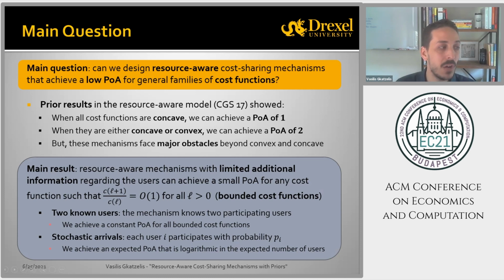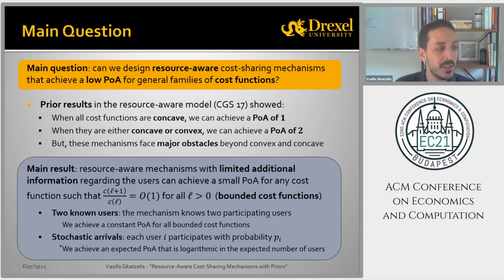In fact, any bounded cost function, where all we require is that if the load increases by 1, the jump is no more than a constant. So that even captures exponential cost functions, polynomial cost functions, almost anything you could imagine here. And our results are that if the mechanism knows just the users, apart from the ones that are using that machine, if it just knows 2 users that are definitely in the system, we can, with just this information, achieve a constant price of anarchy for any bounded cost function combination.